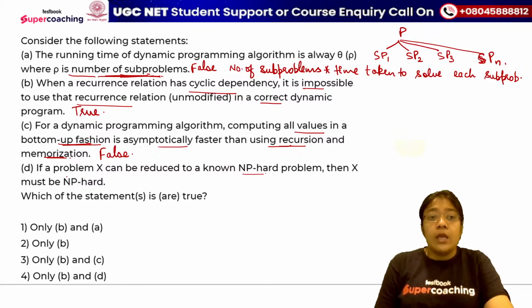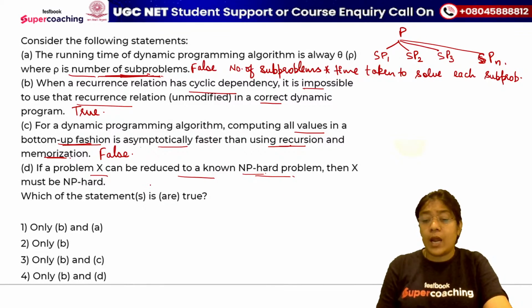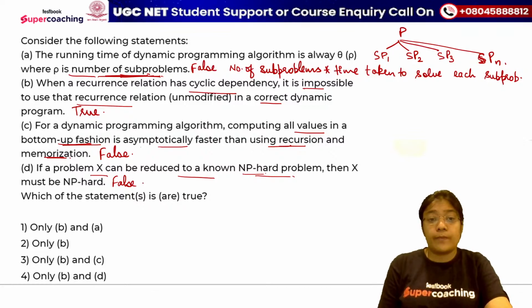Next, if a problem X can be reduced into an NP-hard problem, then X must be an NP-hard problem. No, even this statement is false. That is an NP-complete problem. So this is also false. So the true statement is only option 2. Is that clear?